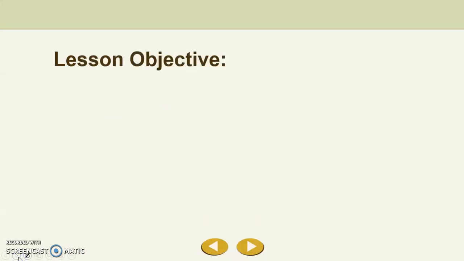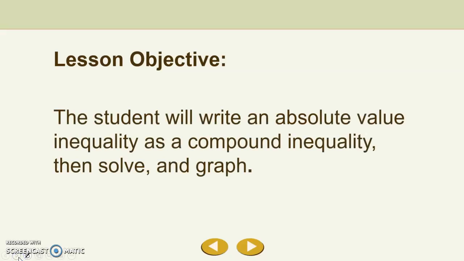Our objective for today is this. You, the student, will write an absolute value inequality as a compound inequality, then solve and graph. So we've got three main things that we're doing. Writing absolute value inequalities, solving them as compound inequalities, and graphing those compound inequalities.